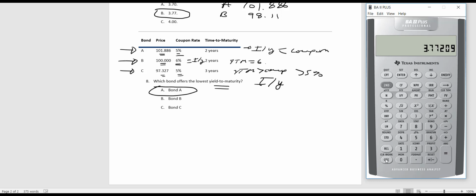And so we know that the correct answer is going to be A just by using our logic. But let's just bring up the calculator to prove that. We're assuming annual here, so second IY, we're just going to leave that as 1. Let's calculate the first one. The N is 2 years, 2N. IY is what we're solving for. The present value is the price.